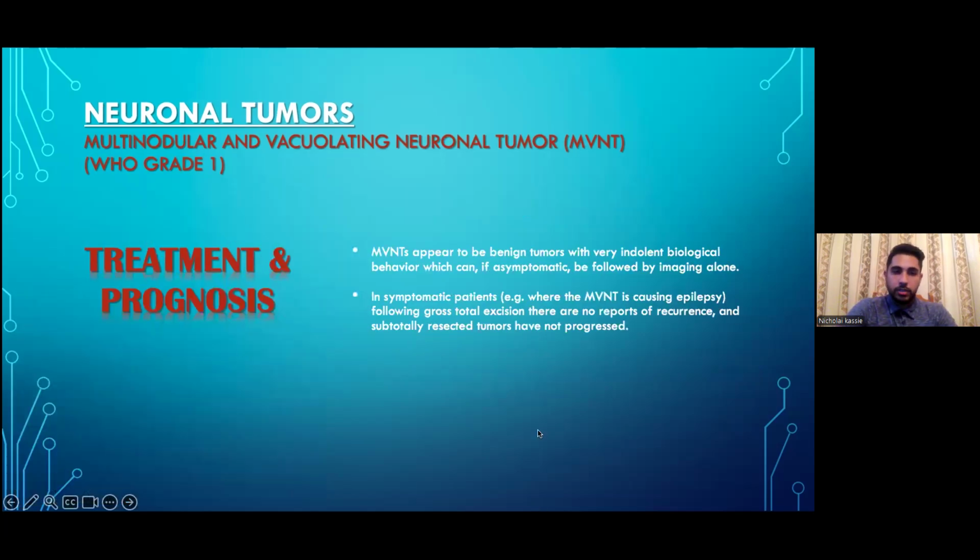In terms of treatment and prognosis, MVNTs appear to be benign tumors with very indolent biological behavior, which can, if asymptomatic, be followed by imaging alone. If symptomatic patients present following a gross total excision, there are usually no reports of recurrence, and subtotally resected tumors have little documentation of progression.